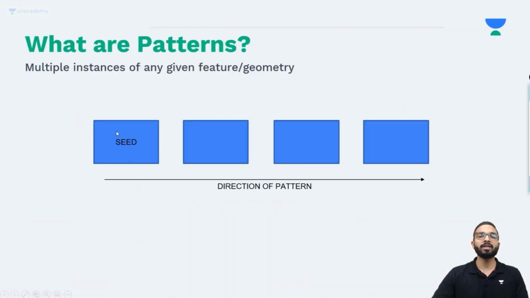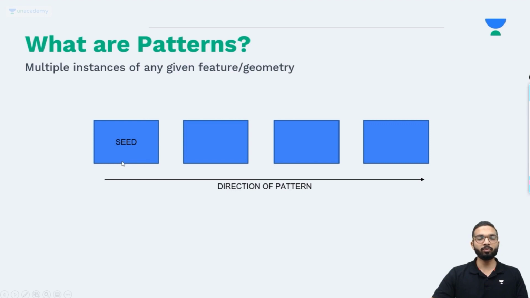First, let's learn about what are patterns in modeling. Patterns are nothing but a tool used to create multiple instances of any feature. Before moving any further, I will introduce you to some pattern terminologies. The first one here we can see is a seed. Seed is nothing but the first feature that we generate. I will explain it to you with this small example.